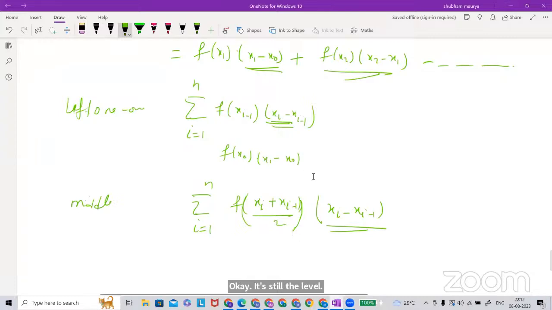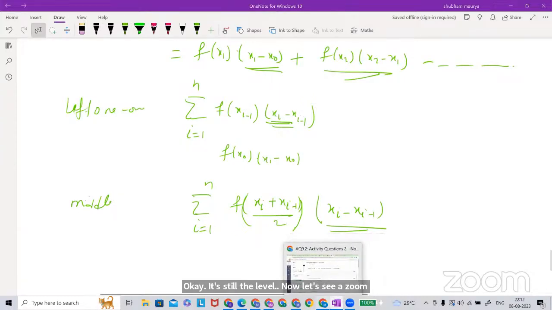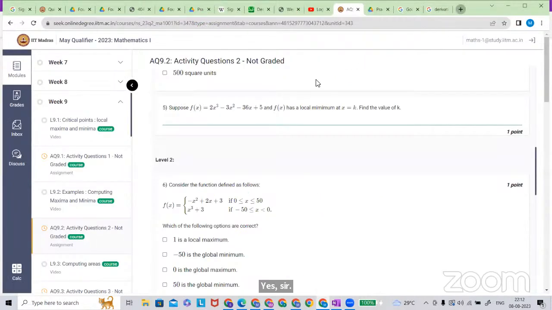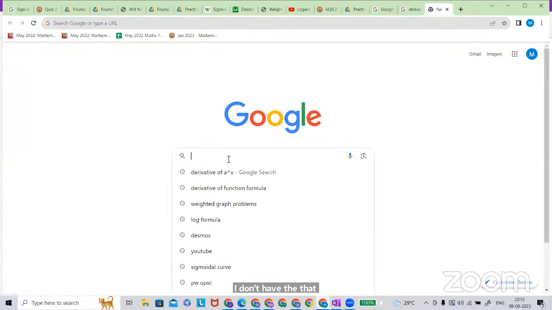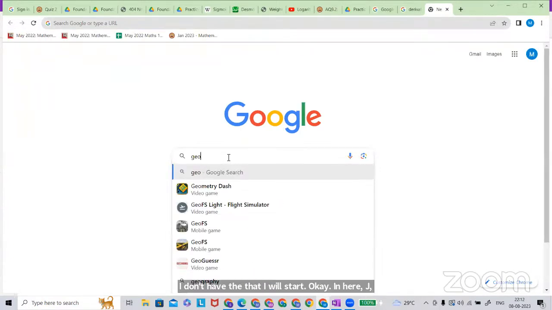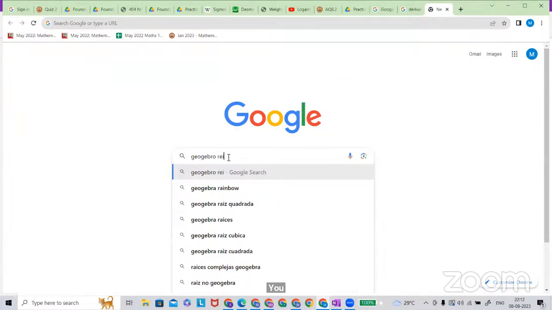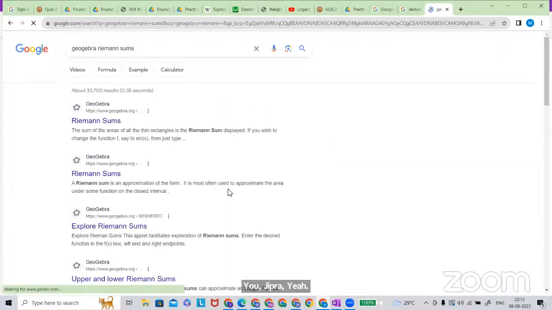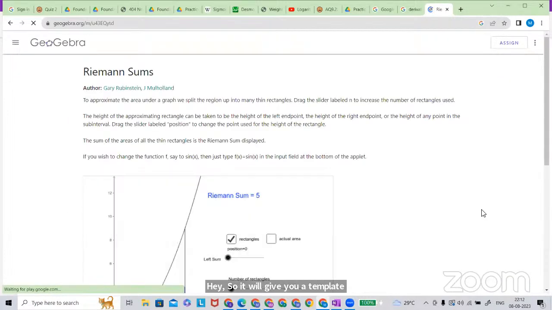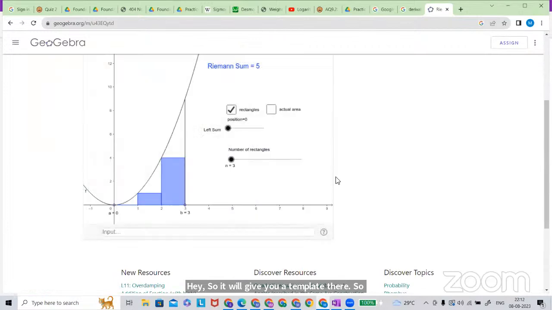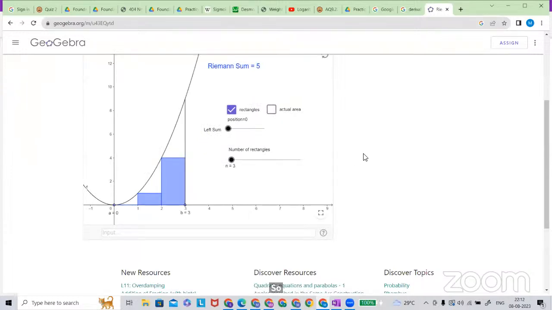Now let's see a geometric view. It will be more clear. I will search in GeoGebra for Riemann sum. It will give you a template there. So we can visualize more of what is happening. Please everyone use this one, whatever I am doing.